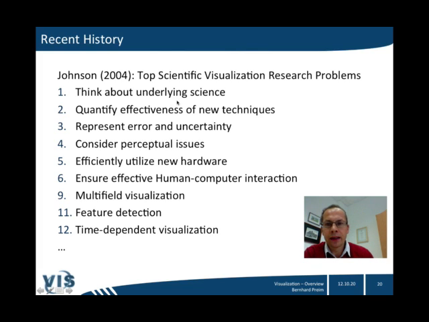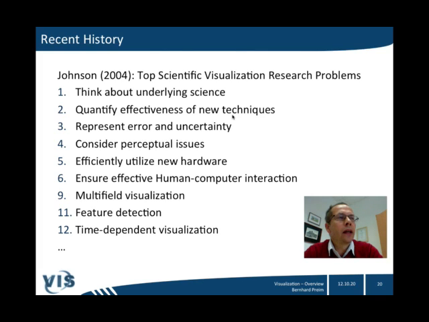Think about the underlying science. That means think about underlying methods, algorithms, about general principles. Quantify effectiveness of new techniques. That is something that really gained a lot of importance in recent years. It is often not too difficult to develop a new technique for a certain problem. You can imagine after 30 years of visualization research, for basically every visualization problem, we have a large collection of possible techniques. If you come up with another new technique, probably that will not be taken seriously and ignored unless you can show that your new technique is somehow better than existing techniques. So that means you need to quantify this.